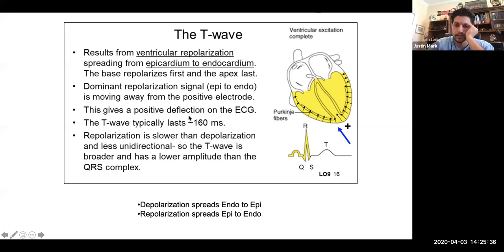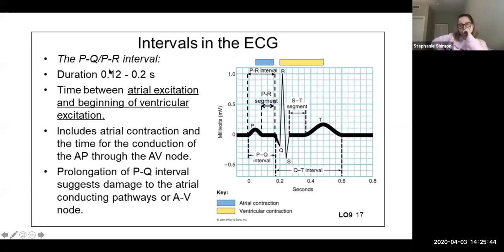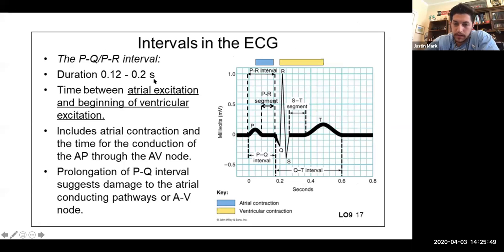Right, I really want to get into this stuff, okay? Because this is the really important stuff. We know the shapes of the waves and what they should be. The PR interval should be between 0.12 and 0.2 seconds. So each one of these little boxes is 0.04 seconds. So the easiest way to do this is just literally to count, okay?